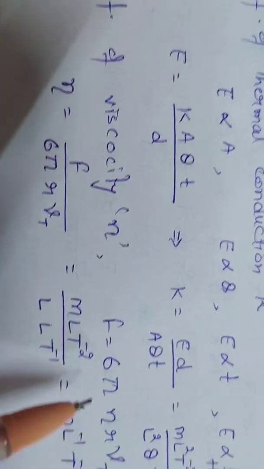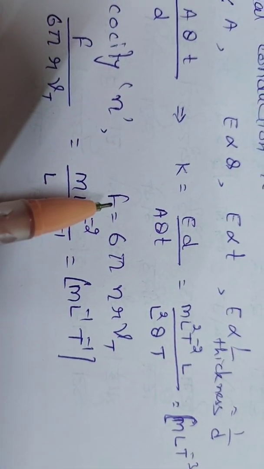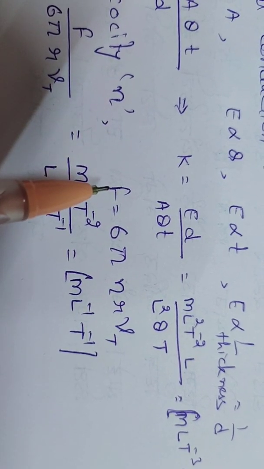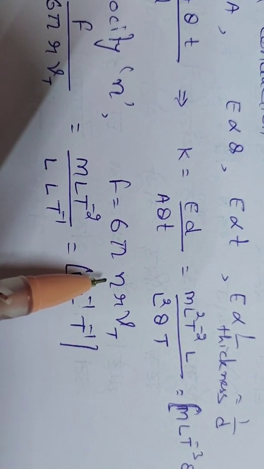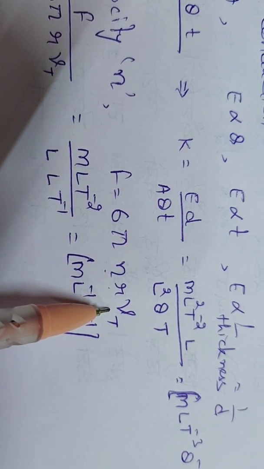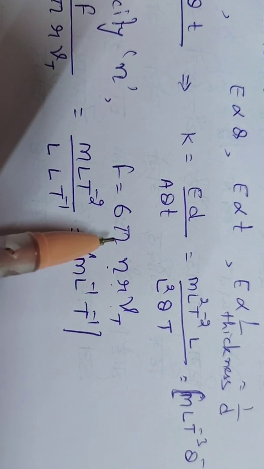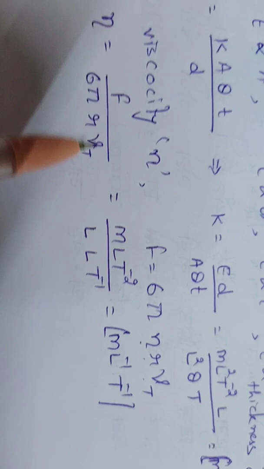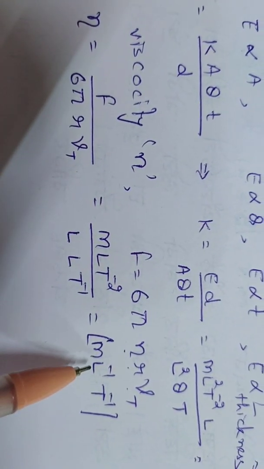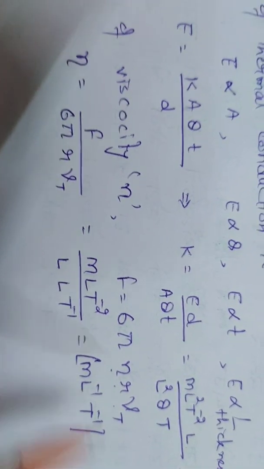Coefficient of viscosity can be calculated by the well-known Stokes formula. Eta stands for coefficient of viscosity, r radius, Vt terminal velocity, F is the force, 6 pi do not have the dimensional formula. Cross multiply, you will get the dimension formula equal to M L minus 1 T minus 1.